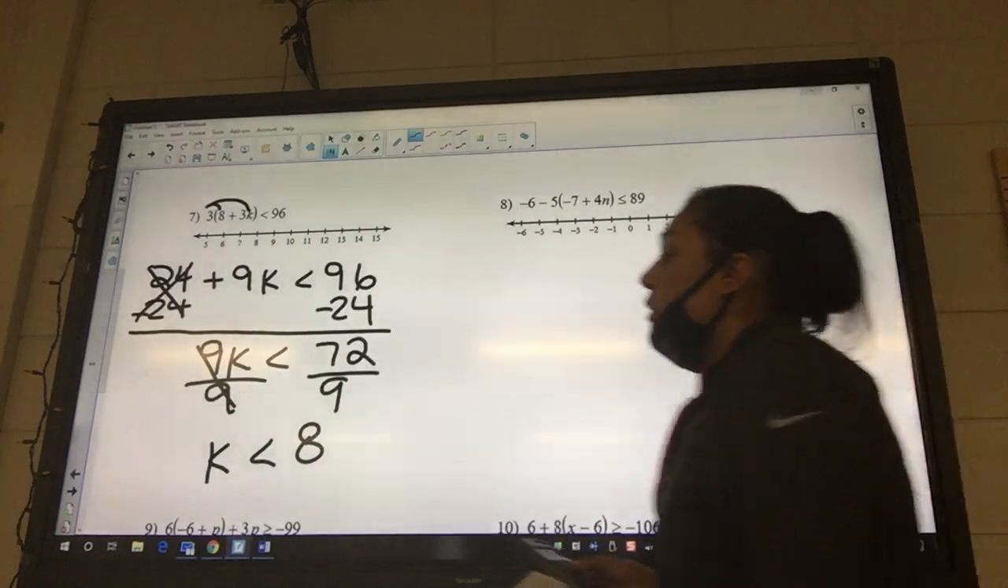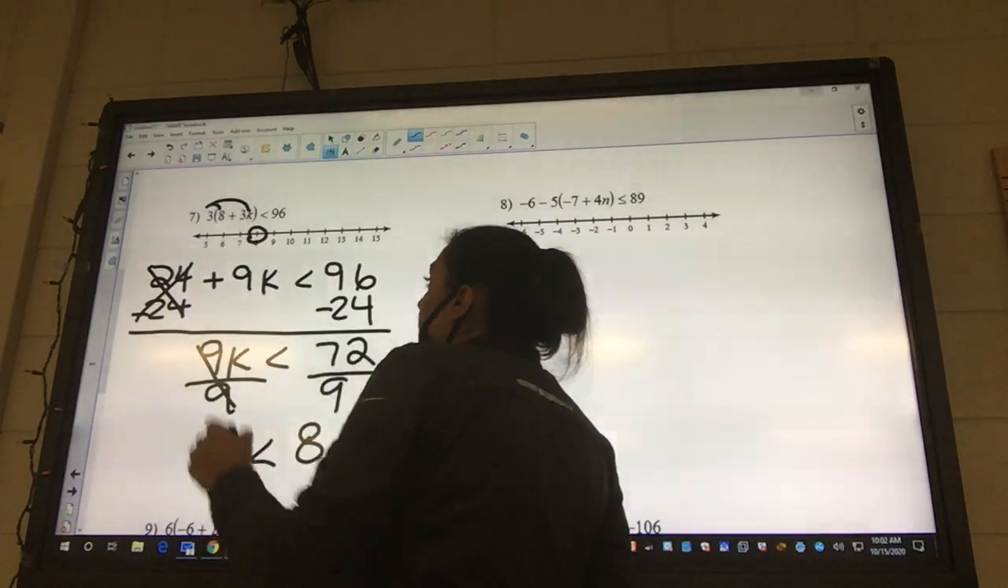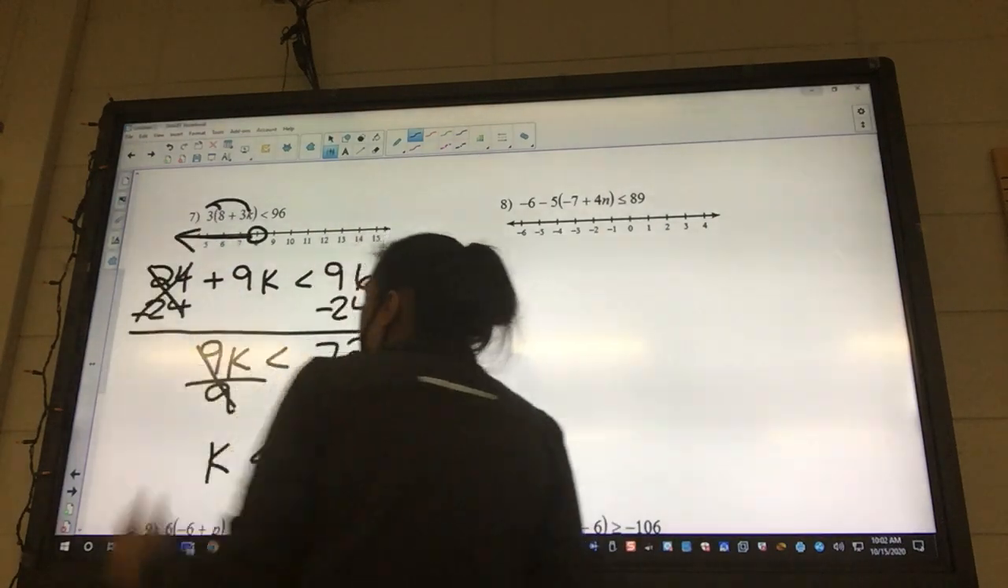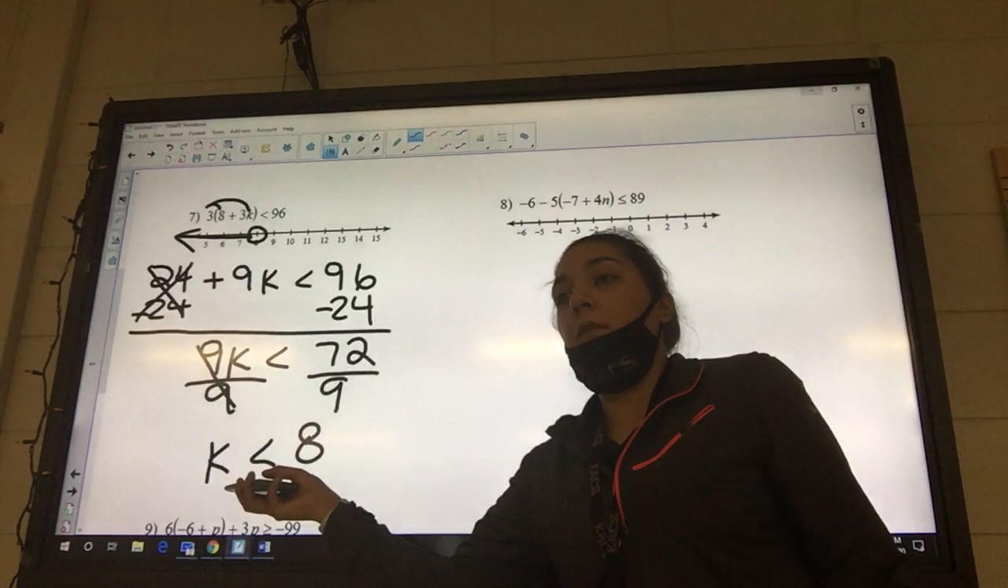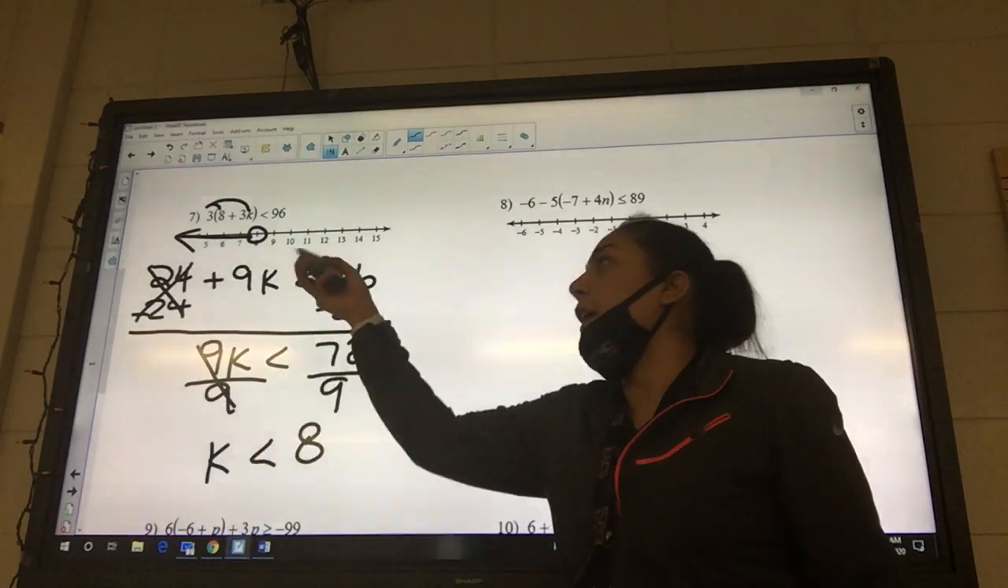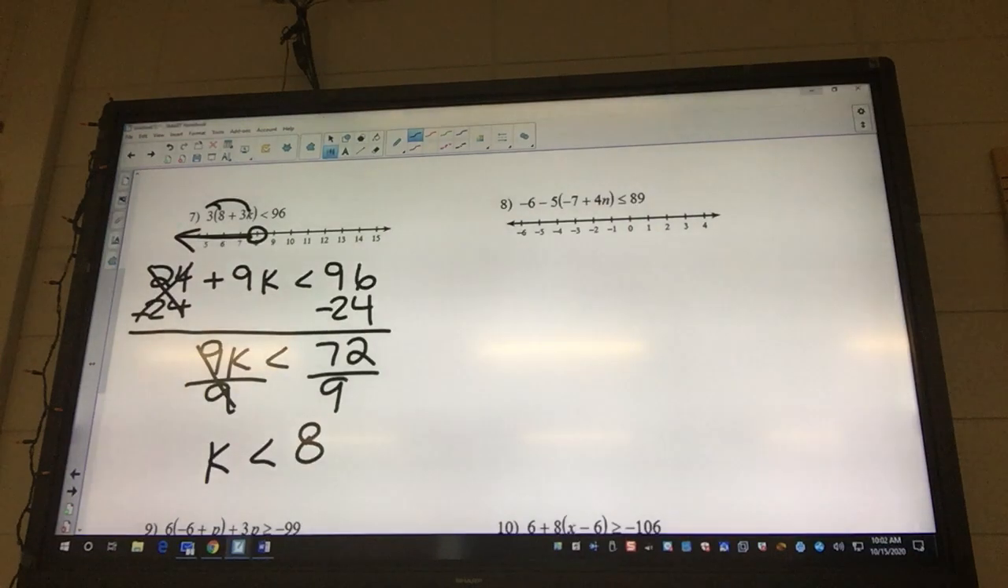Okay, should it be open or closed on the 8? Open, pointed to the left. I meant left. When does this only work? When can you fairly say, yeah, point that way? There's a rule, and you guys need to remember it. When k is on the left, when the letter is on the left.